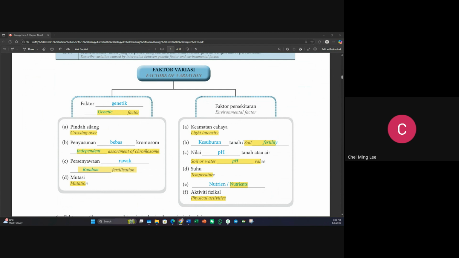This independent assortment means that each chromosome has its own arrangement way. Remember the arrangement and adenosine with all this. This one makes the genetic structure for each allele different.